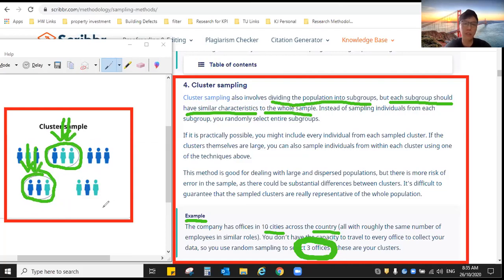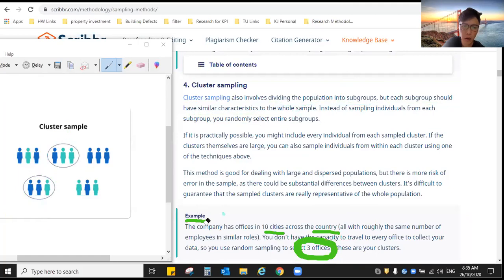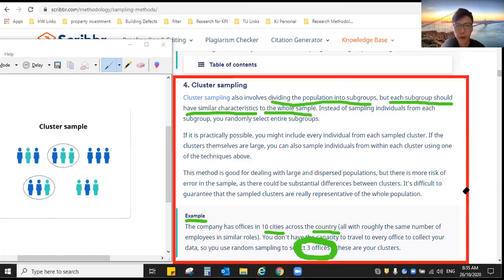So remember offices, the easiest one. Remember bank branches. Every bank has managers, front desk, admin. Same characteristics, so they just simply choose 3 offices out of 10. So this is cluster. Okay, cluster done. Anyone not clear about cluster?